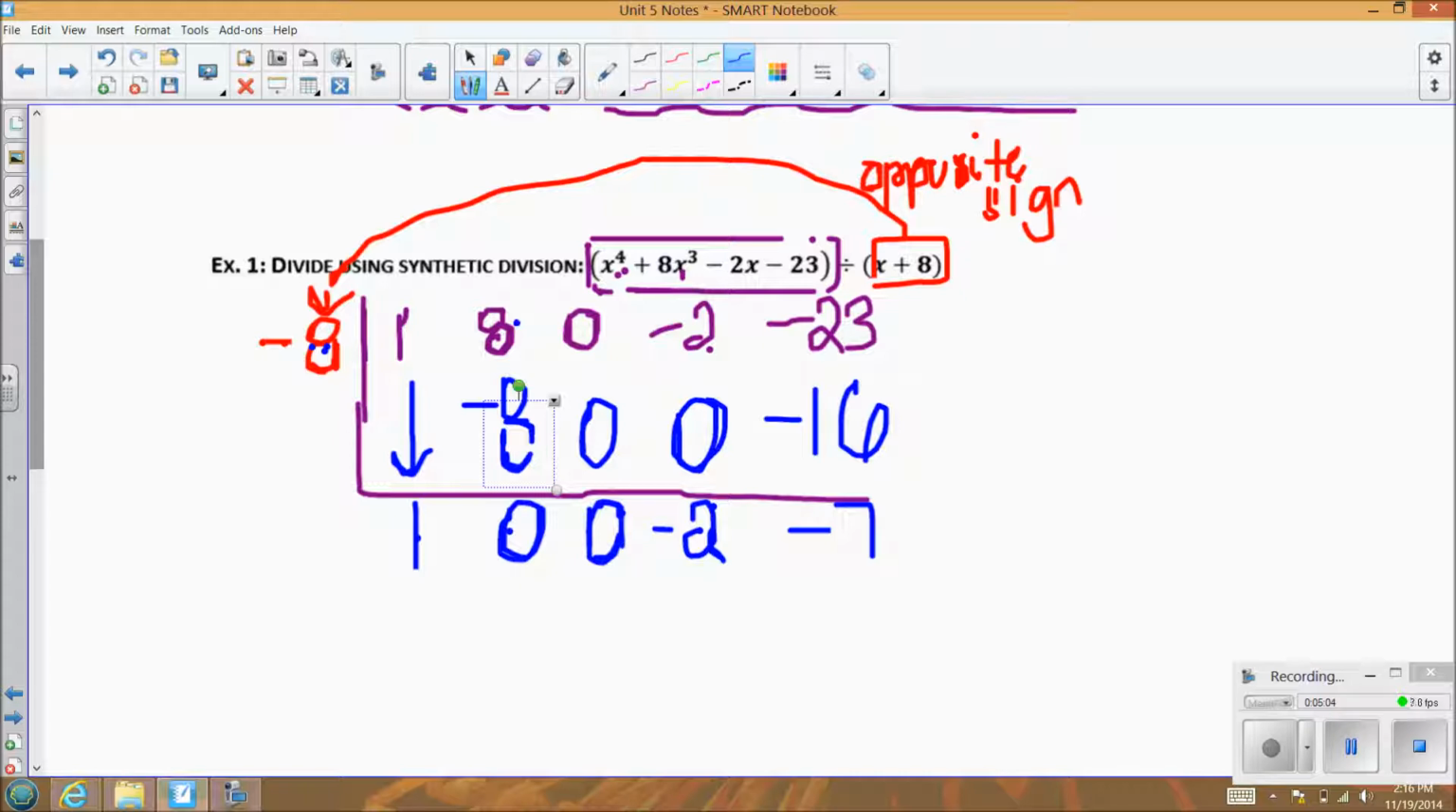So a couple of things to make note of here before we come up with our answer is that I always multiply diagonally. So I carry down that first term. So the first thing you do is carry down the first term.